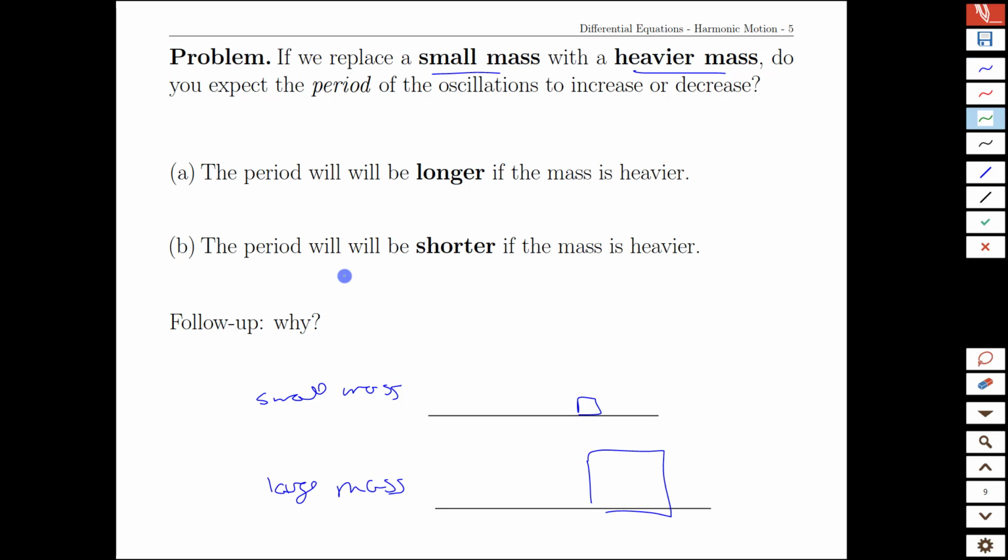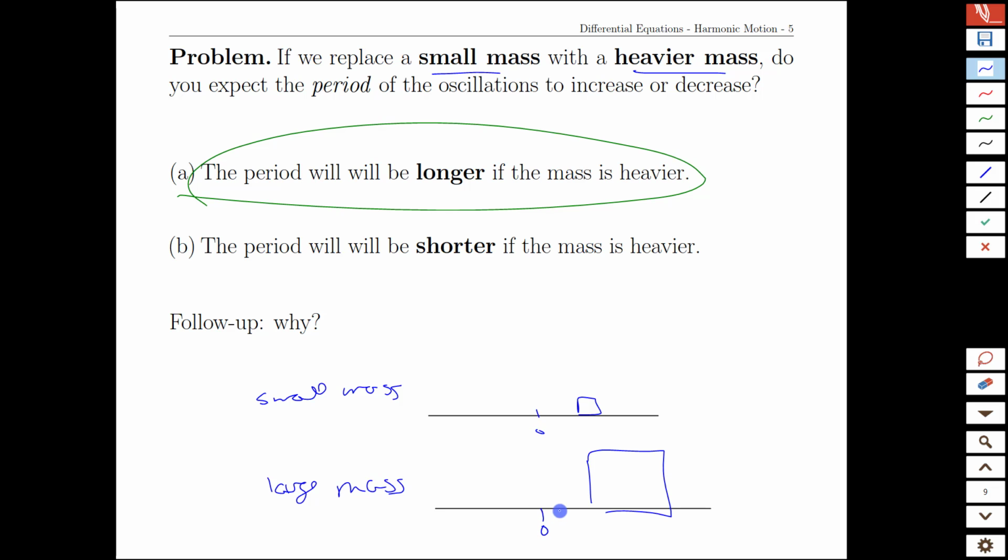Okay, hopefully you went for a longer period. The rationale is very similar to the last one, except we focus on something different. In both of these cases, the force is the same. Whatever force we have comes from the spring, but the force doesn't depend on our mass, it's just the stretching. But the acceleration, because acceleration is force divided by mass, F over m, is going to be larger for the small mass.